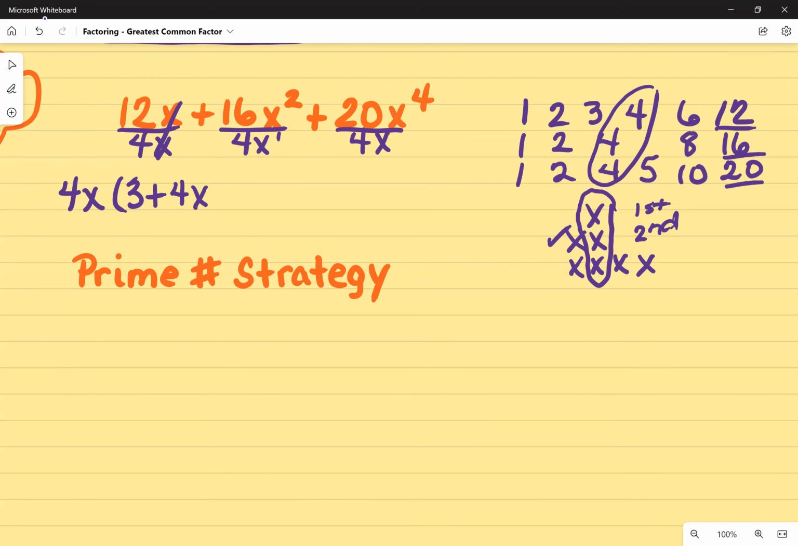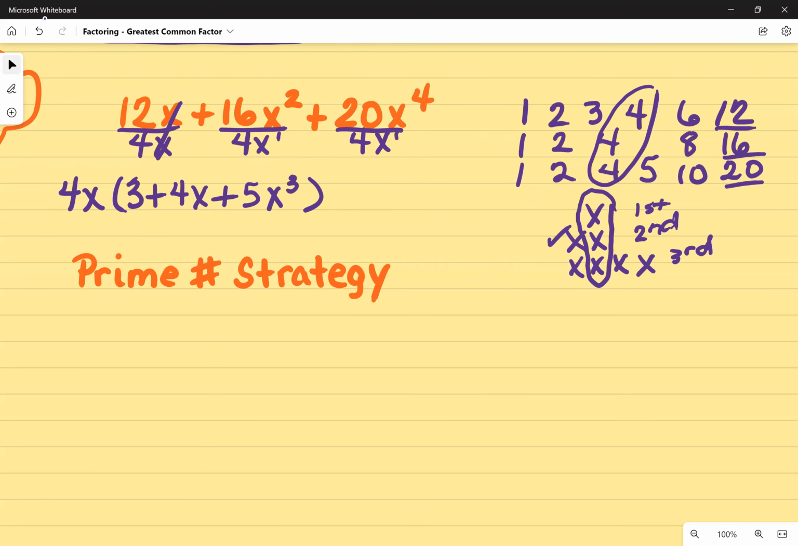And then for the next one, 20 divided by 4 is 5. And x to the 4th divided by x to the 1st, I just subtract the exponents. 4 minus 1 is 3. So I have x to the 3rd. Or again, I could go over here and just see how many are left over after I circled what's in common.